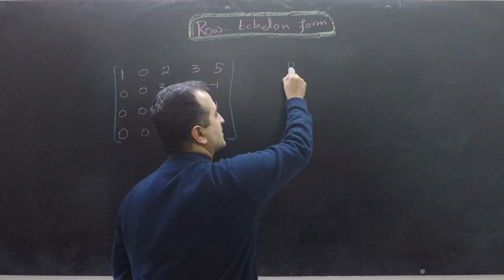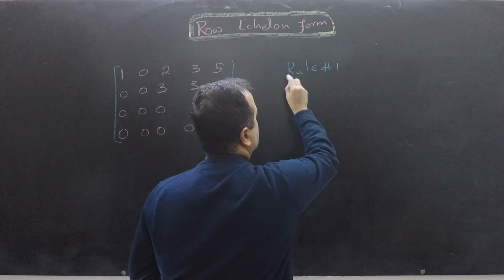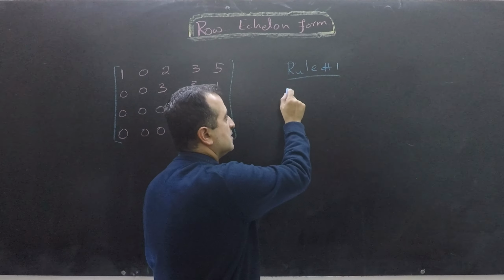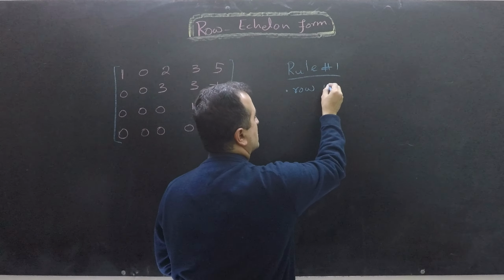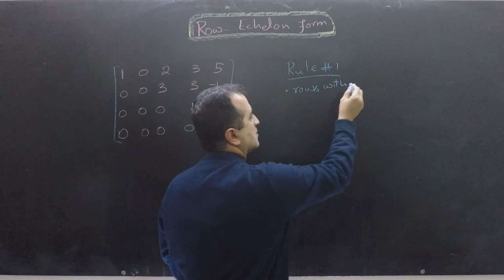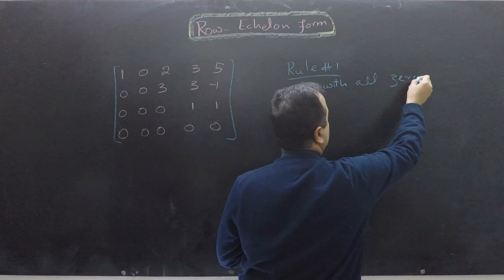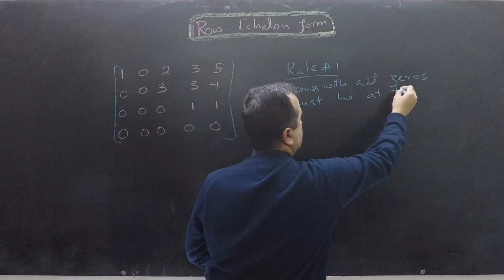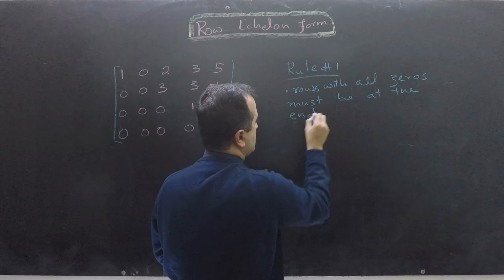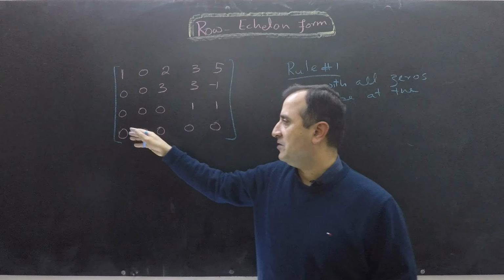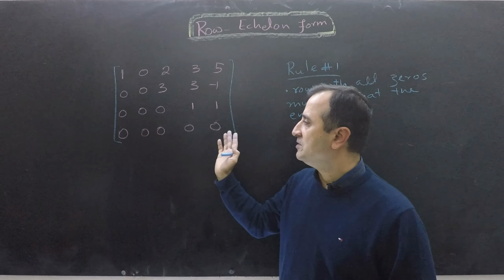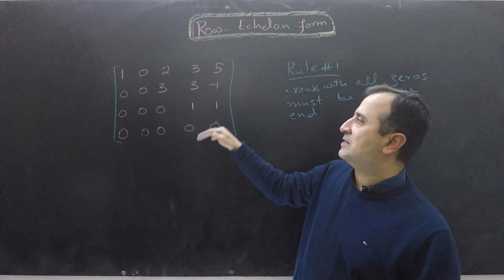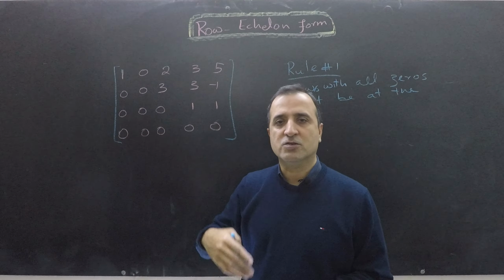So rule number 1, that all rows with all zeros must be at the end of the matrix. And you can see that in this matrix, which I've written as an example, there is one row which has all zeros, and that row is at the end of the matrix. If that row was maybe the second row, then this matrix would not be in the row echelon form.